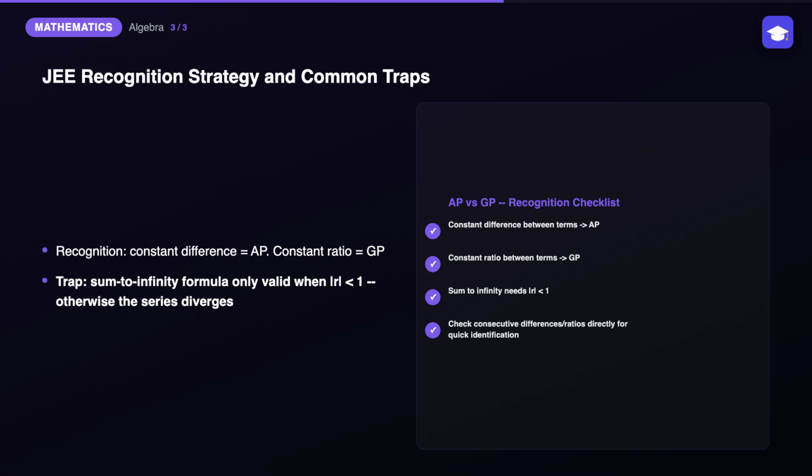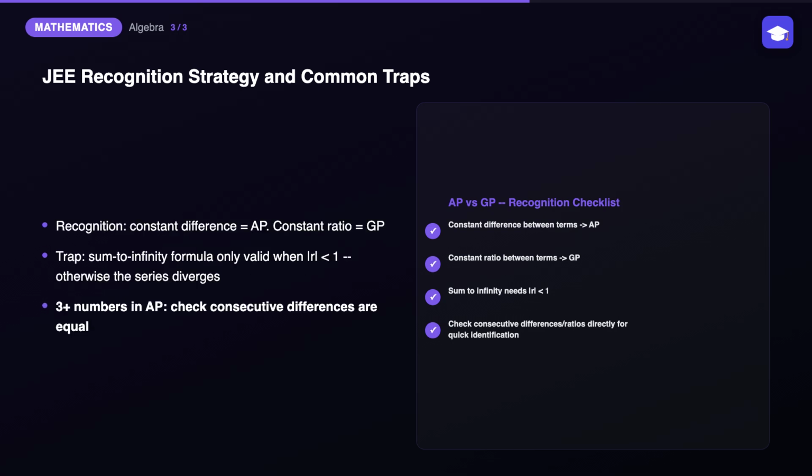A frequently tested trap involves the sum to infinity formula. Specifically, students sometimes apply it without first checking that the common ratio's absolute value satisfies the required condition, less than 1. If r is greater than or equal to 1 in absolute value, the terms simply don't shrink toward 0 and the entire sum diverges, with no finite value at all.